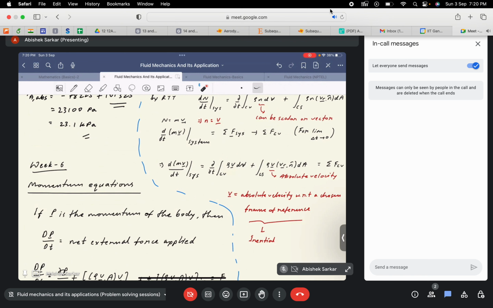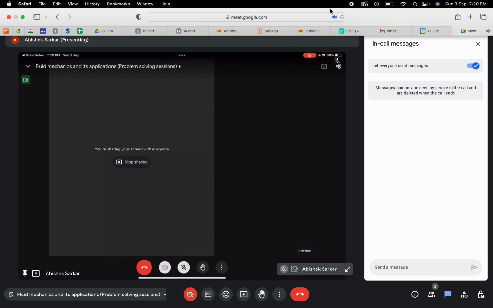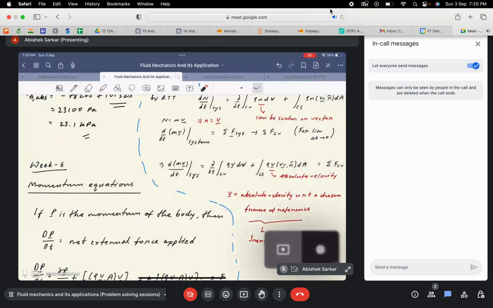Similar to the previous case of mass conservation, this v_r, or specifically v_r dot n cap, denotes the relative velocity of the fluid with respect to the control volume that we have chosen. So if the control volume is moving, we have to accordingly change the magnitude, as well as direction if needed, of the velocity that is being considered here in this product. So this is what we need to consider.